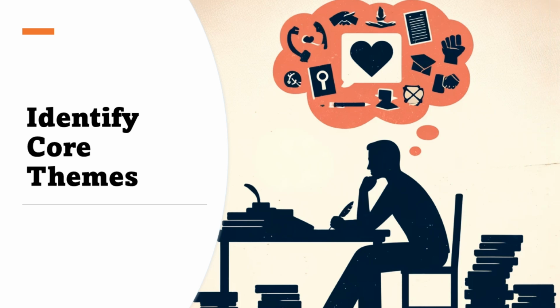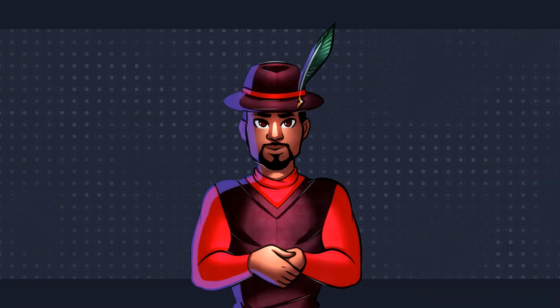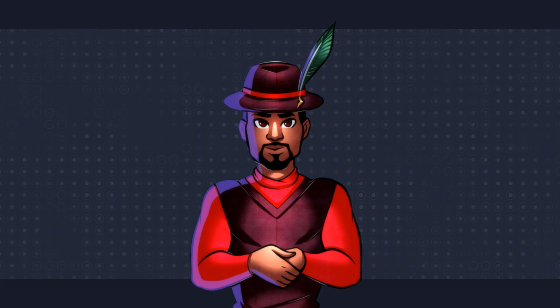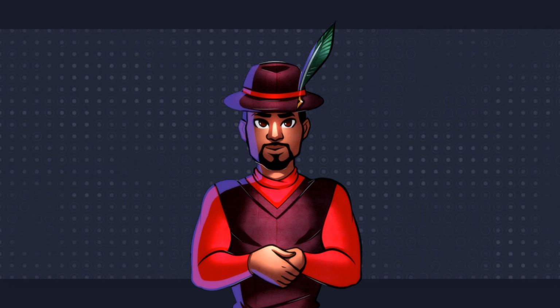Identify core themes. Before you start writing, decide on the real-world themes or issues you want to explore through your allegory. These could range from social justice issues to personal struggles. Knowing your themes in advance will help guide the development of your plot and characters. If you need help finding your theme, I recommend looking at whatever your protagonist is struggling with.